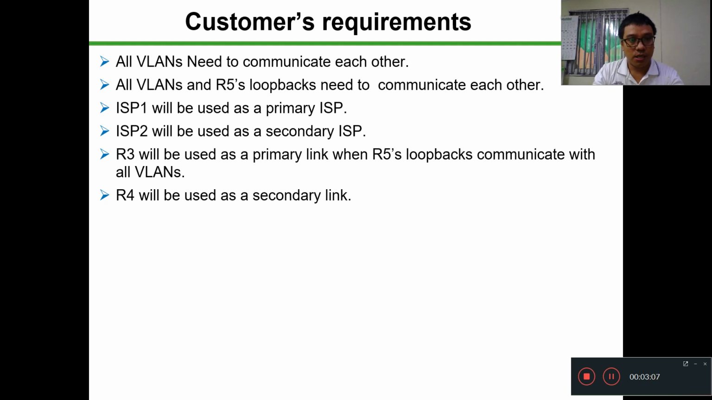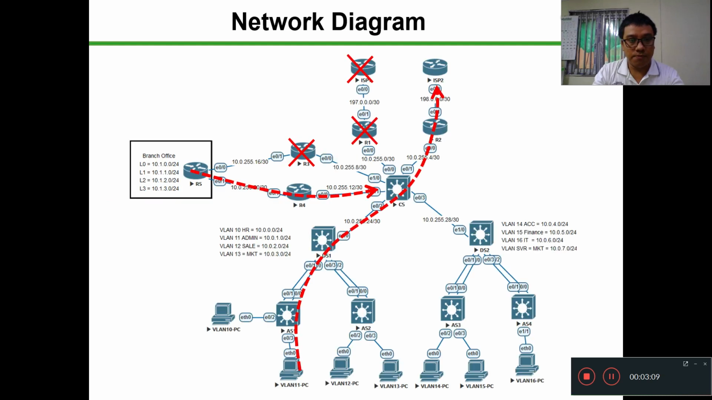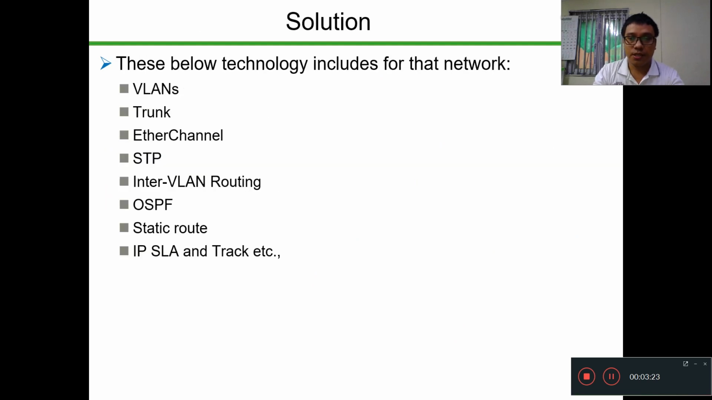Okay. R5 loopback wants to communicate to VLAN 10 to 17. At that time, R3 is the primary link and R4 is the secondary link. Okay, let's look at the solution point of view. You need to understand VLAN trunk, EtherChannel, spanning tree, inter-VLAN routing, OSPF, static route, and IP SLA to implement this network.